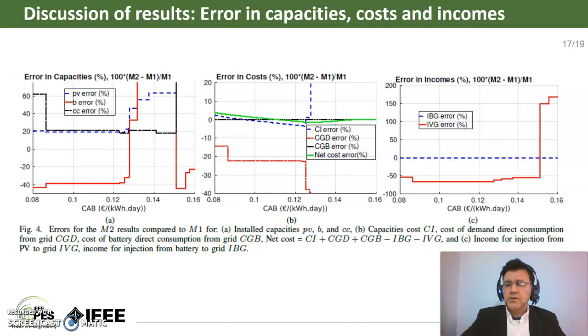Also, the value of incomes for PV generation sold to the grid, IVG, is lower in M2 than in M1. This is because PV generation is used for self-consumption instead of for injection to grid. Again, we think this difference could be corrected by adding more information to M2. The presented approach is still raw, and despite that, the errors are usually lower than 20%.